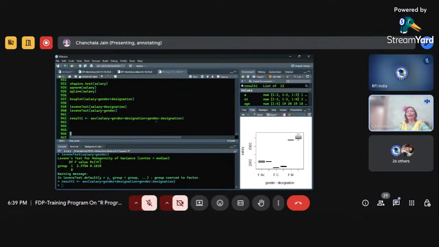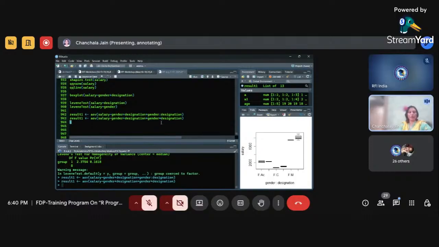For the interaction, you need to write gender, colon, designation. I think there is one more possibility that I need to cross-check. Yes, it will work both ways: either the asterisk, the star, that you can put for multiplication, or you can put the colon.